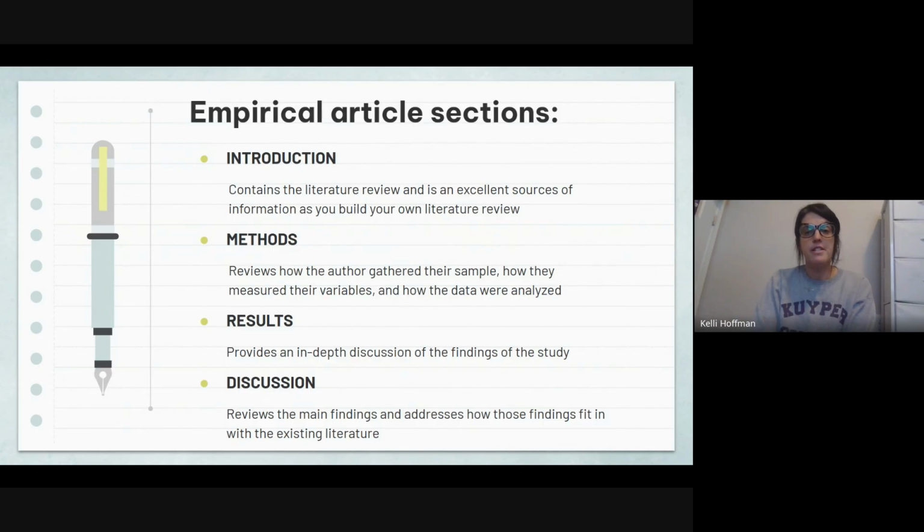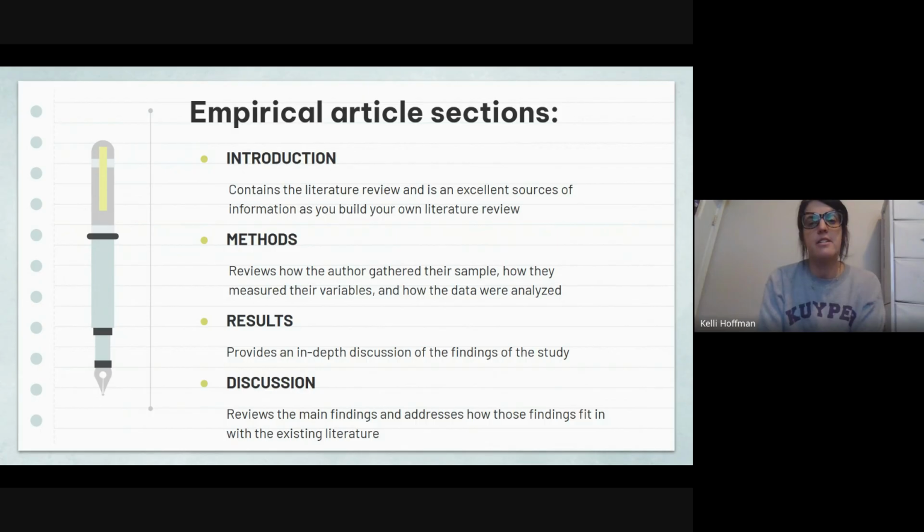It'll show the methods of how they gathered their samples, the population. That's a big one, their sample size, how they measure their variables. So they put names to variables, they show the study design, and then how they took that data and analyzed it. After the methods section, you'll see the results section.